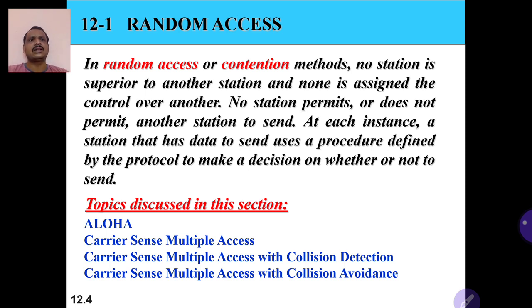In random access or contention methods, no station is superior or supreme to another station, and none is assigned priority control over another. There is no priority assigned, like you have to send first, I have to send next. No station permits or does not permit another station to send at any instant. If a station has data to send, it uses a procedure defined by the protocol to make a decision either to send or not to send.